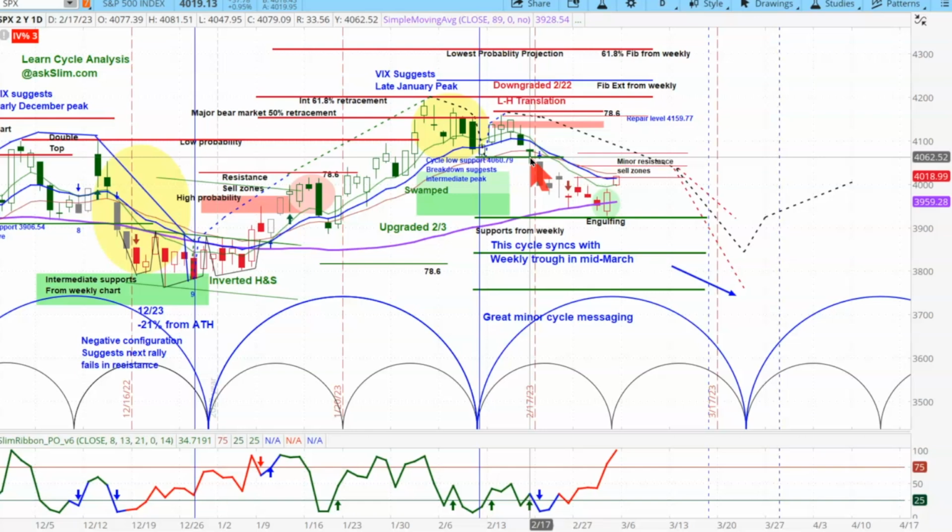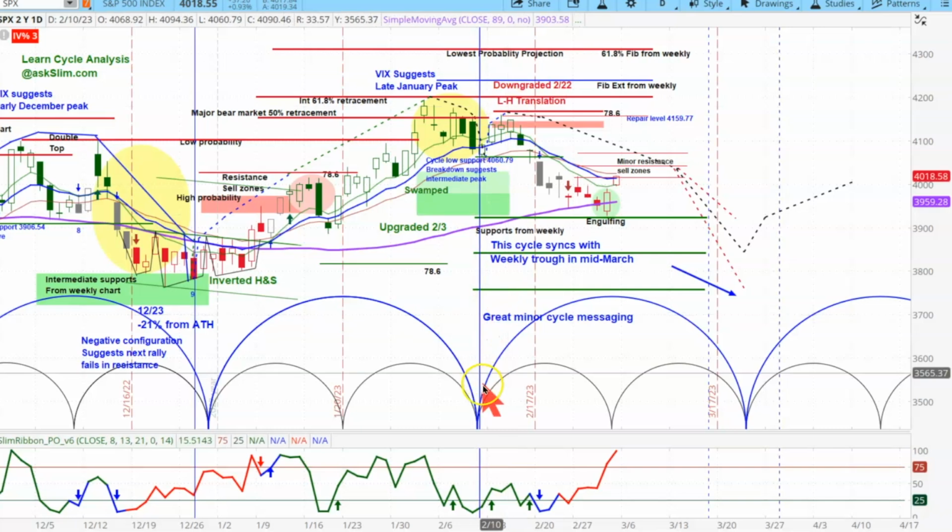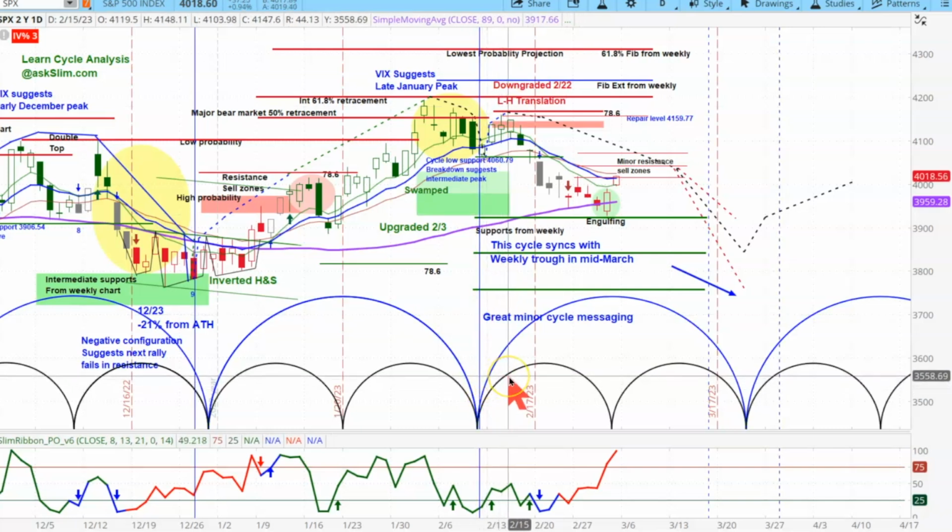It is suggesting that the intermediate longer term patterns are pushing to the downside, and we came up with our bearish scenario. So here is that minor cycle right in here that you can see, and that is in a negative configuration, what we call a left-hand translation, where it peaked way on the left side of the cycle.